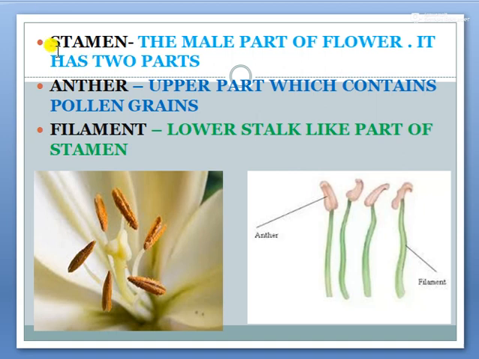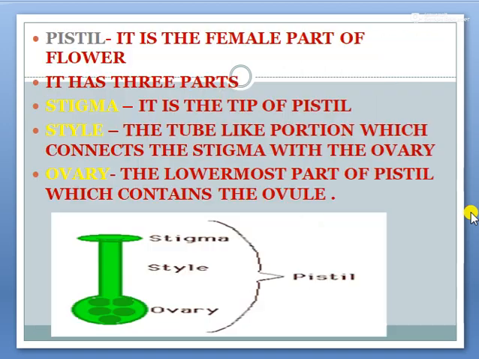Now the next part of the flower is the stamen. Stamen is the male part of the flower. It has two parts, anther and filament. In this picture you can see these are the stamens. The stamen has two parts: the upper part, which is known as the anther and contains pollen grains, and the lower part, which is stalk-like and is known as the filament.